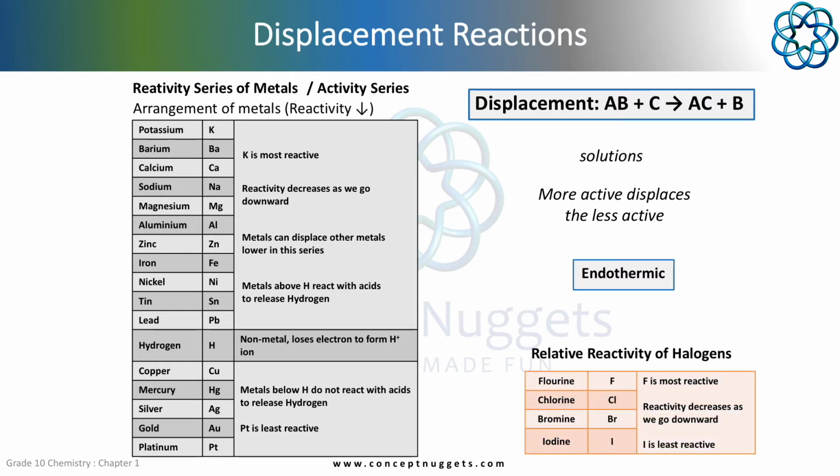Like metals, nonmetals also display varying degrees of reactivity. As an example, the second table shows the relative reactivity of halogens. We see that the most reactive halogen is fluorine, followed by chlorine, bromine and iodine. Thus, halogens higher in the table, say, fluorine, can displace those lower in the table, say, iodine.